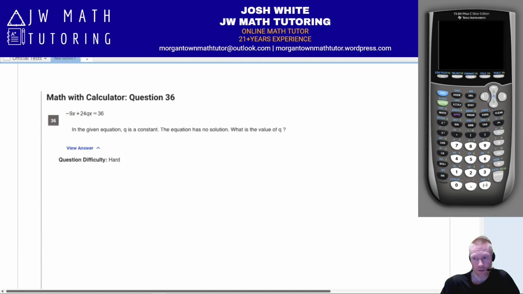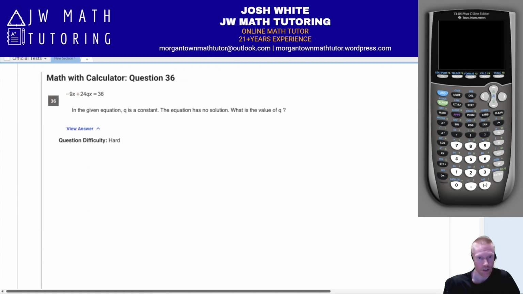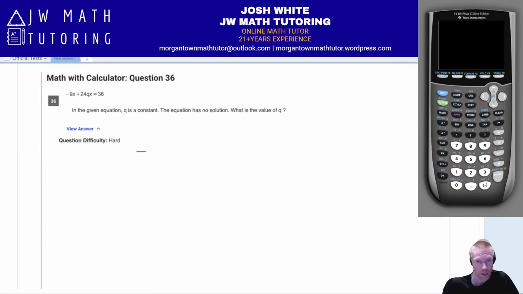Now for 36, here you have a linear equation, and they're asking what's the value of q if this equation has no solution. Hopefully you recognize that for a linear equation to have no solution, the x terms must cancel out, leaving something like 0x. So in other words, negative 9x plus 24qx must equal 0. Really, we're only concerned with the number values, so negative 9 plus 24q has to equal 0.